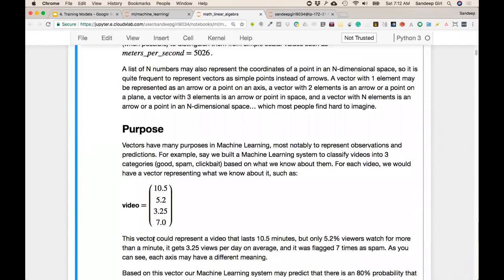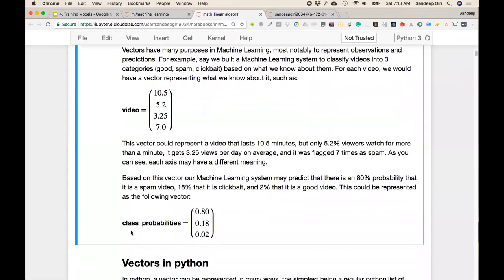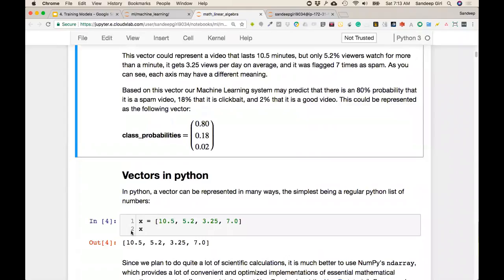So if we are trying to classify videos into three categories like good, spam, or clickbait based on what we know about them, say we have a vector representing the video, like in case of an image. Like in the example we did earlier about MNIST, the vector represented the pixels of the image, and similarly, on the right-hand side, we had a vector representing the value of each image, the digit that was represented in each image. So vectors, you will see, have many purposes. We have all gone through this part, so I hope this is clear.